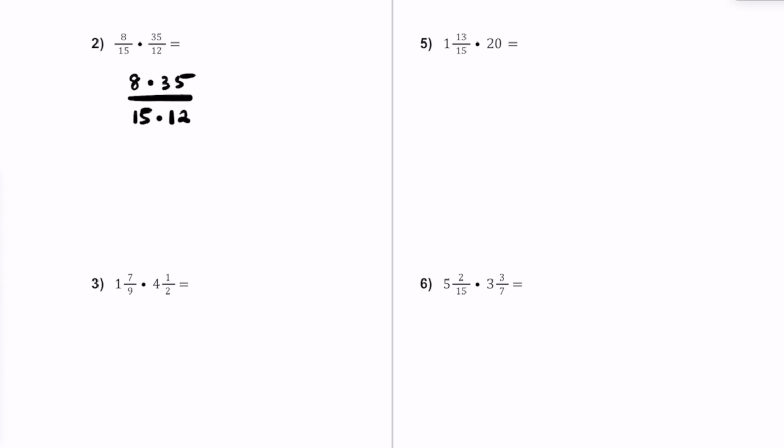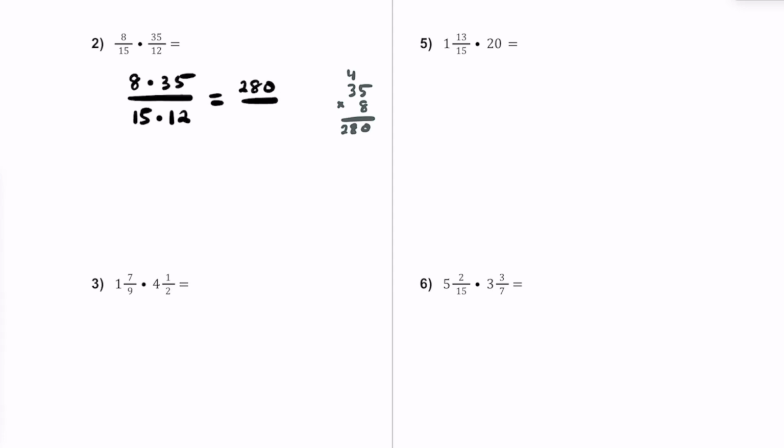All right, cool. Let's see if we can multiply these out. Now we might need to do some multiplication on the side here. But we can take this 35 and multiply it by 8. 35 times 8, well, 5 times 8 is 40. I'm going to carry the 4. And then we have 3 times 8, which is 24, plus the 4, which is going to be 28. So our numerator here is going to be 280.